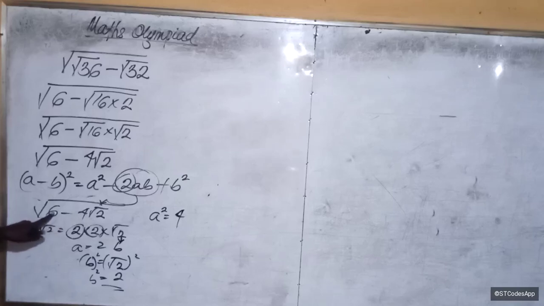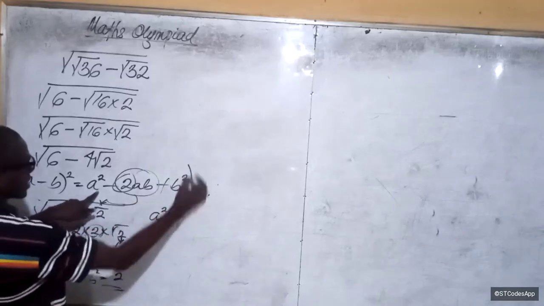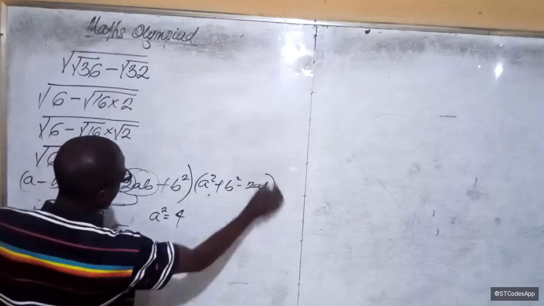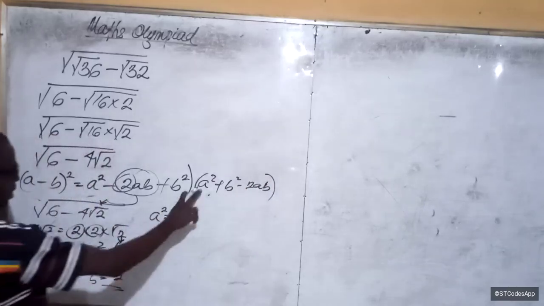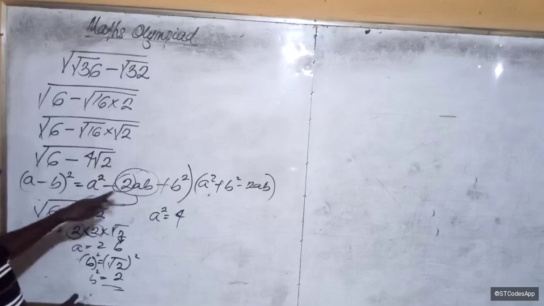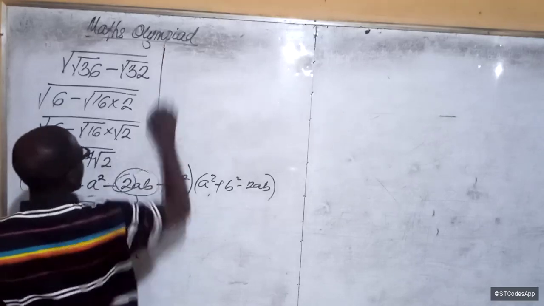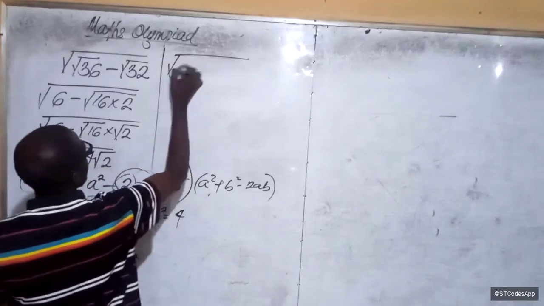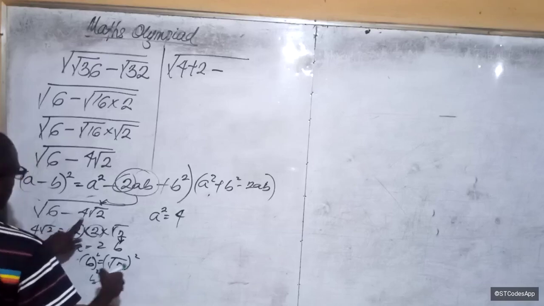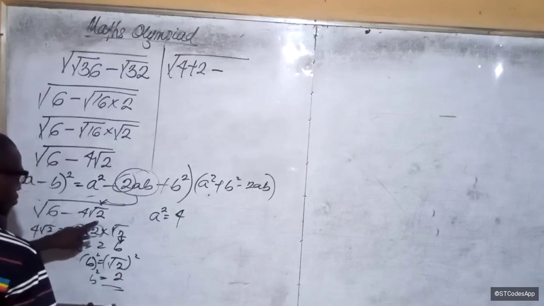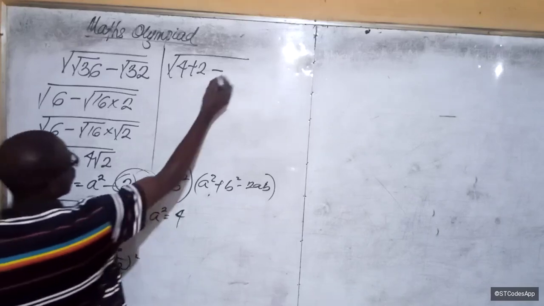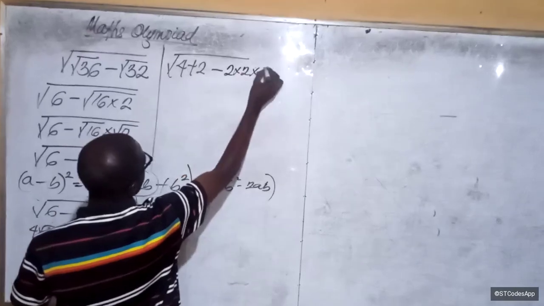So if a squared must be 4, how does that give us 6? The sum, isn't it? Because if we rearrange this, it will become a squared plus b squared minus 2ab. Is that okay? It's the same. So that is what we are doing here, basically. We are adding this guy and this guy. So let's bring it up here. 6 therefore becomes 4 plus 2, minus 4 root 2. Of course, 4 root 2, which is from 2 times root 2.